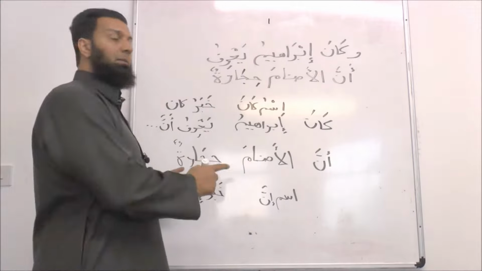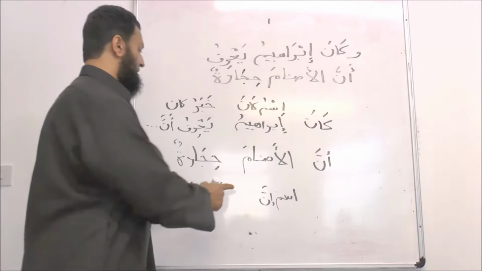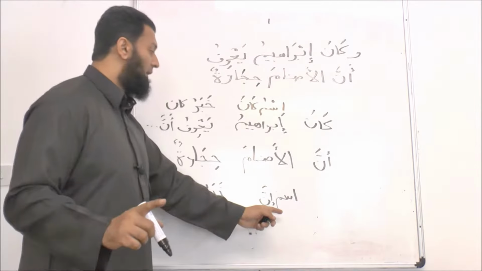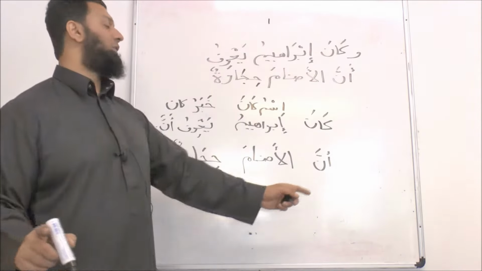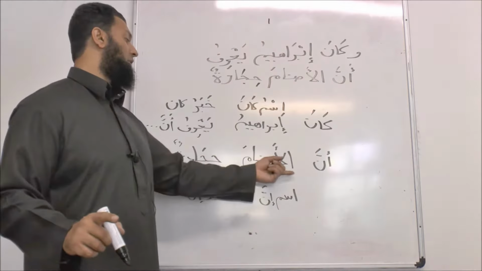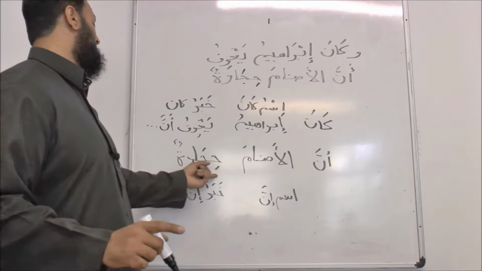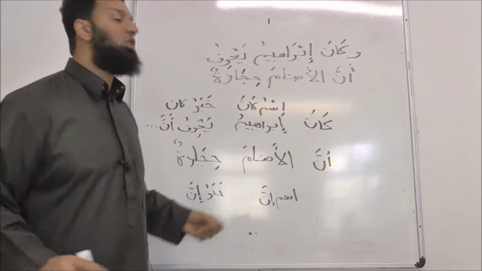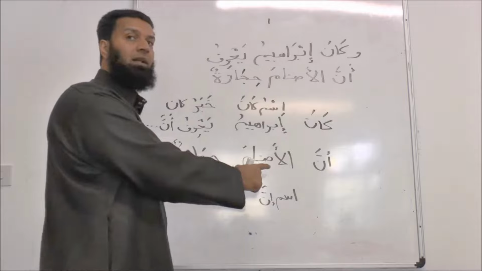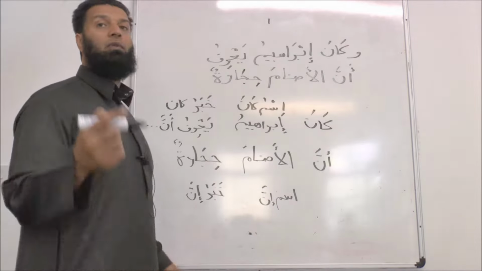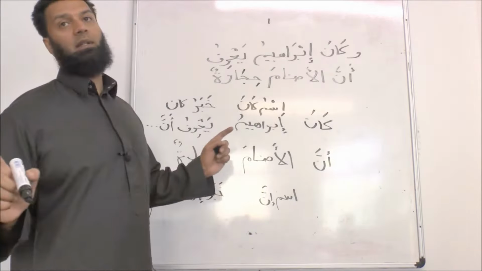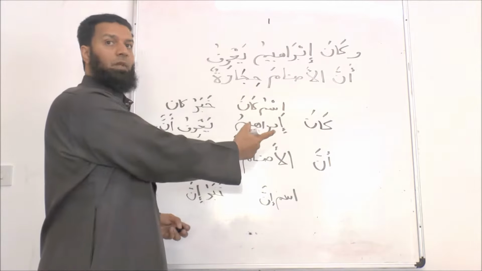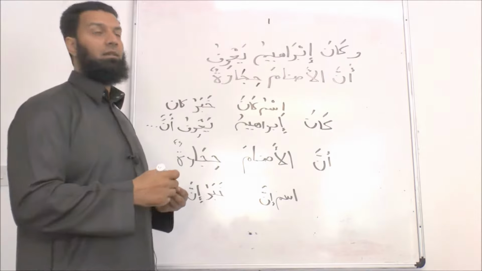Remember that it's important that we revise this because it's been a while since we've discussed this. So, inna wa akhawatuha enters upon al-jumlatul ismiyya. What it does is it renders mansub the ismu inna and it makes marfu'un the khabaru inna. So that's different to kana, because kana is the opposite.